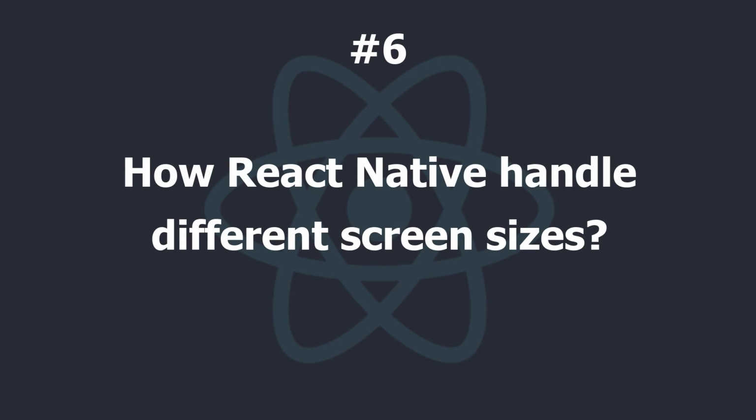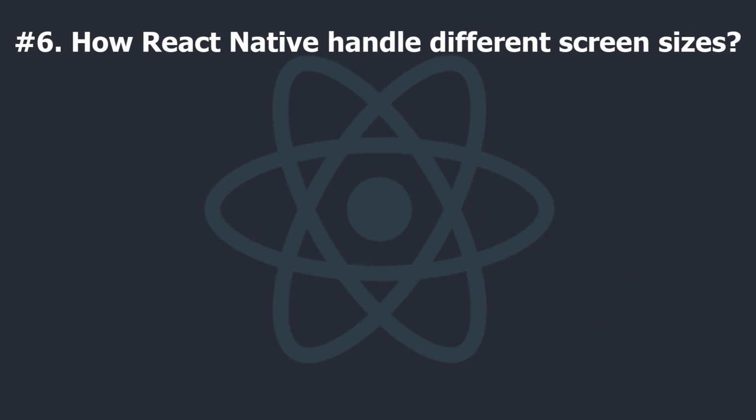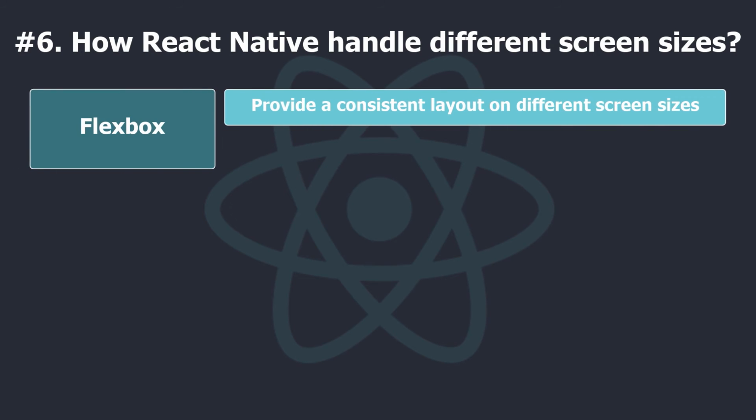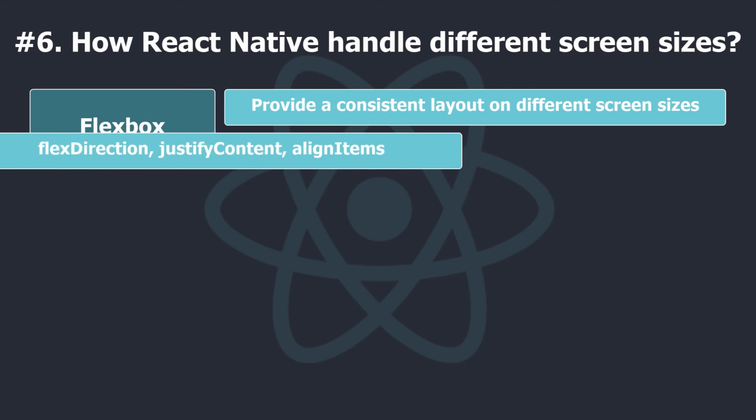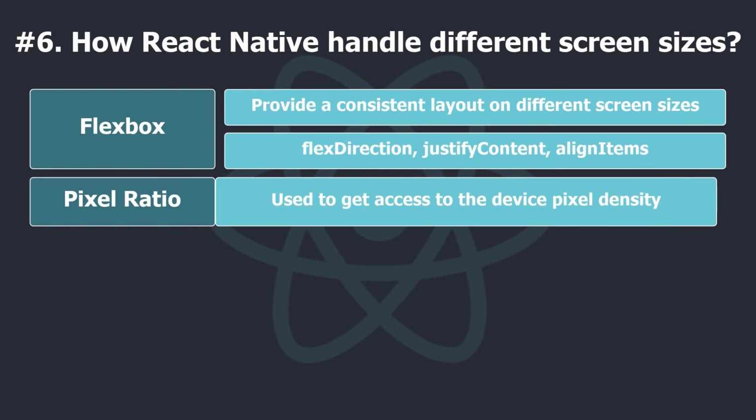How does React Native handle different screen sizes? React Native provides many ways to handle screen sizes. Flexbox. It's used to provide a consistent layout on different screen sizes. It has three main properties: flex direction, justify content, and align items. Pixel ratio. It is used to get access to the device pixel density by using the PixelRatio class. We will get a higher resolution image if we are on a high pixel density device.